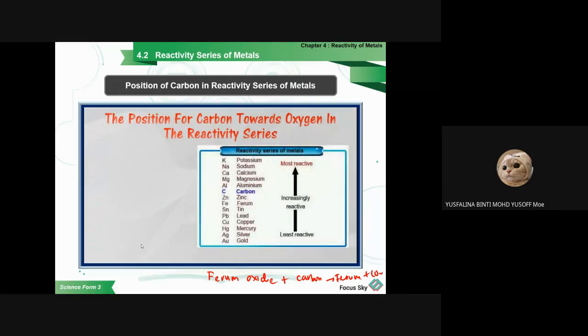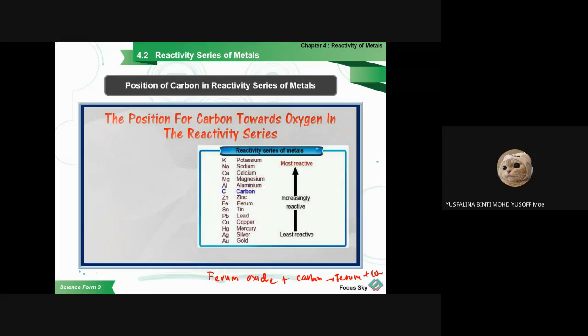Okay, for this one, I'll give you an example. This is carbon. The top of the series means the most reactive. Potassium, sodium, calcium, magnesium, and aluminium are more reactive than carbon. Zinc, ferrum, tin, lead, copper, mercury, silver, and gold are the least reactive if you compare with carbon. So let's say for the upper part here: potassium, sodium, calcium, magnesium, and aluminium.